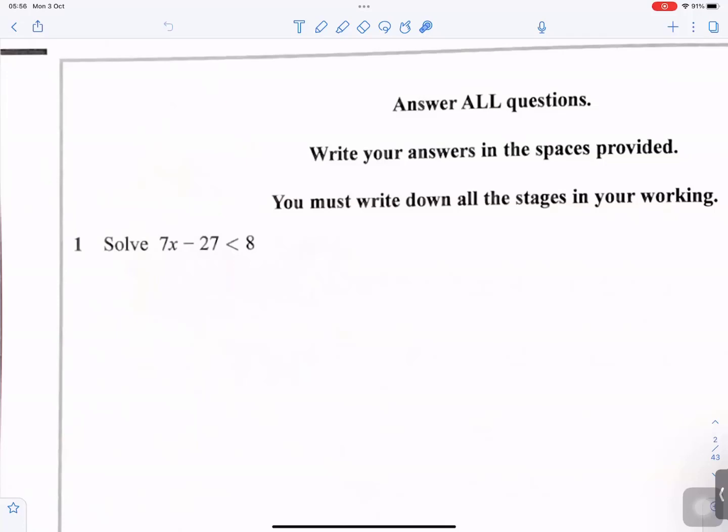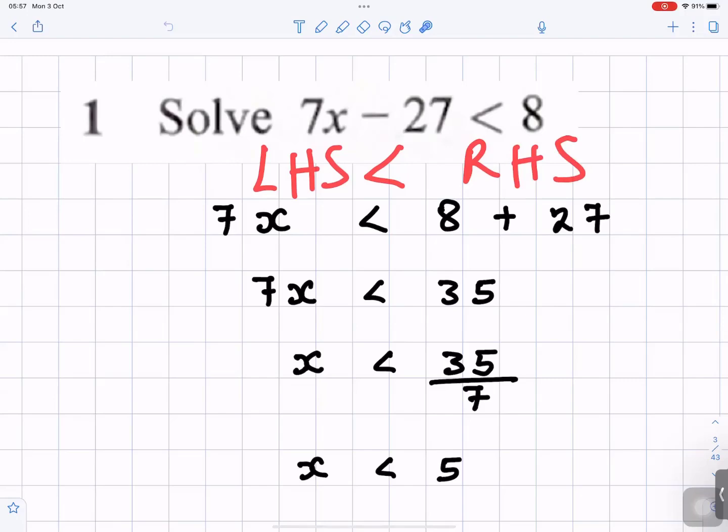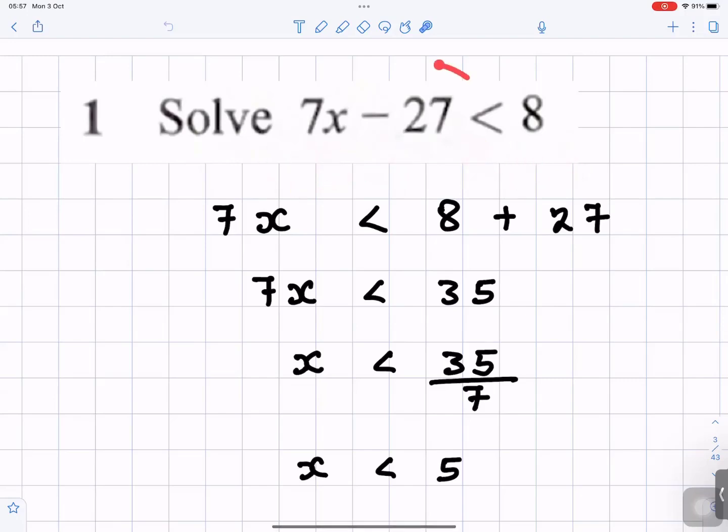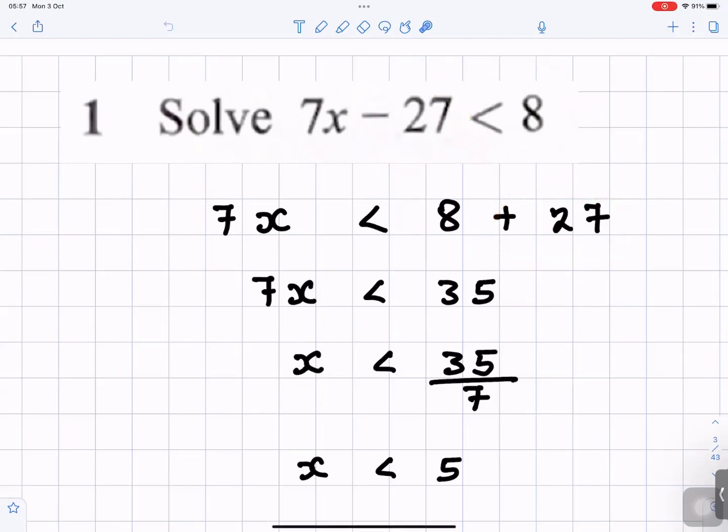Solve 7x minus 27 is less than 8. To solve this type of question, you want to put all the x to the left-hand side and all the numbers to the right-hand side. So we would take minus 27 to the right. It becomes plus 27. Minus goes to the right, becomes plus.